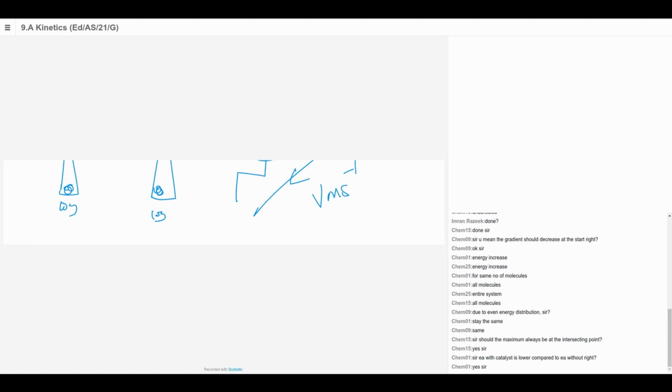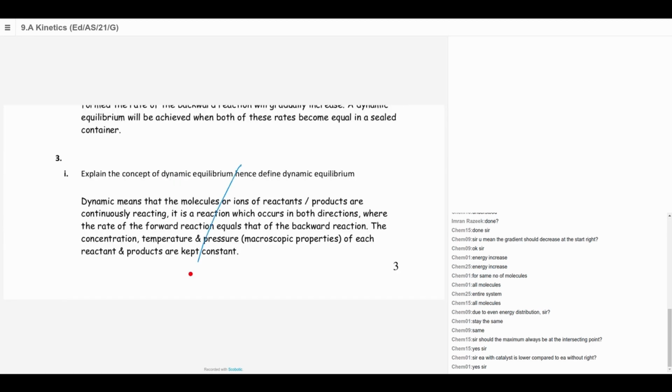A and B react to form C and D. Always A and B keep reacting, and always C and D are reacting, because their rates are equal. The amount of reactants and the amount of products, the concentration of it, will be constant. It may be equal, it may not be equal, but concentrations are always constant because rates are equal, right?